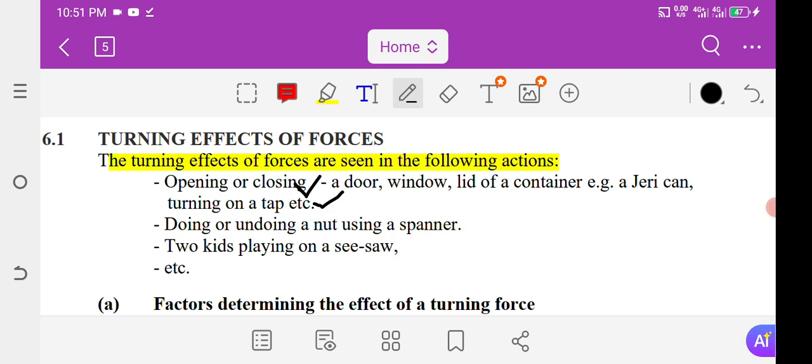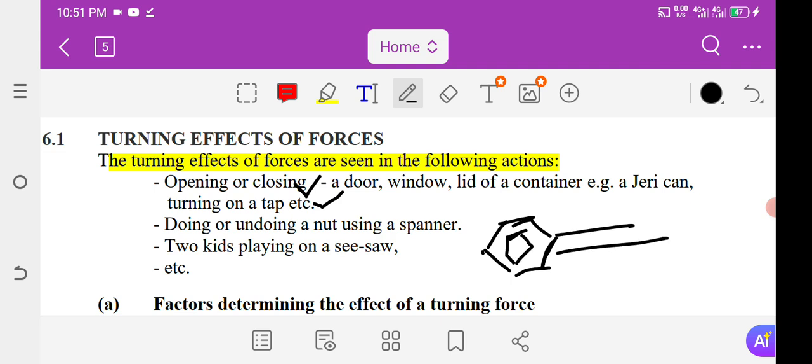Such a force is going to cause the tap to turn, and then water comes out. Turning effects of forces are seen in doing or undoing a nut using a spanner. Let's suppose, for example, you have a nut to be undone. So you have to use a spanner to do that.